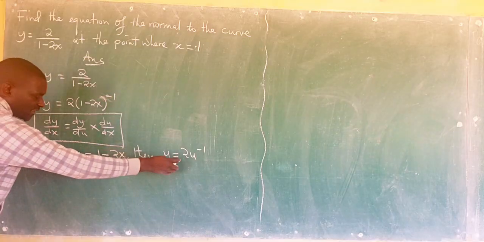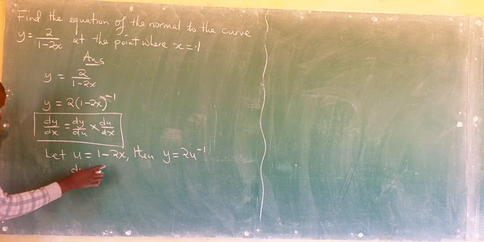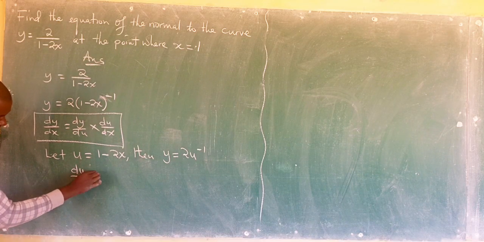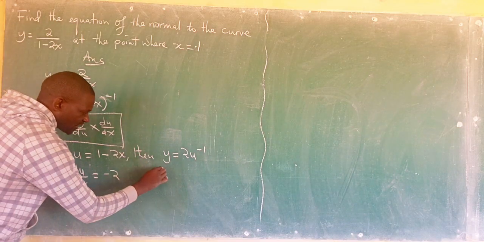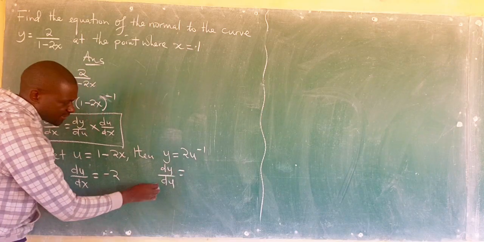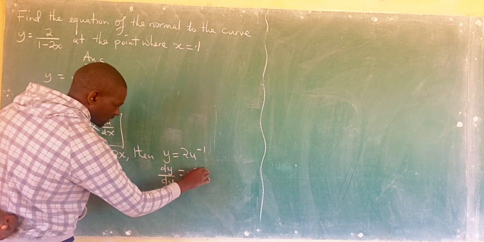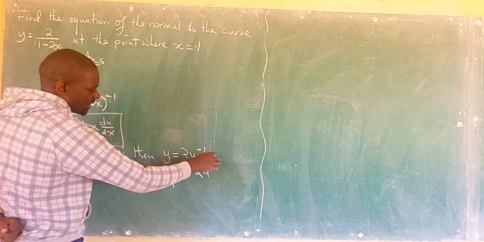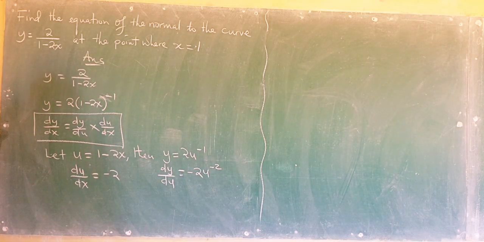Then we can differentiate separately. We are differentiating u with respect to x, du/dx, and that is equal to negative 2. Then here, we differentiate y with respect to u, so dy/du gives us negative 2u to the power negative 2, since negative 1 minus 1 is simply negative 2. Okay, so that's what we will have.